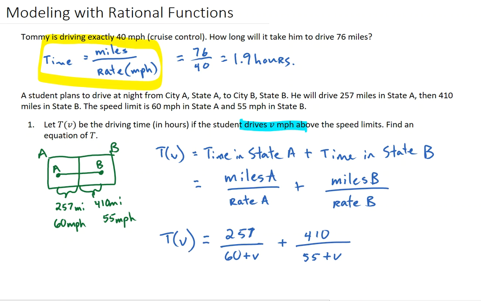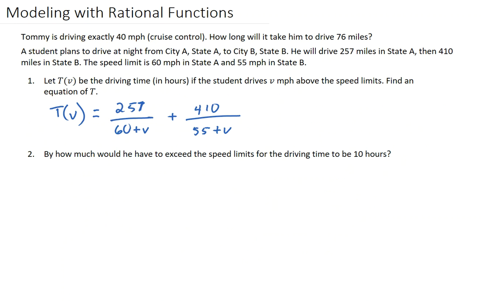Okay, the time it takes is going to be the time it takes in each state, which is given by the miles divided by the rate in each state. Okay, so I cleared all that out except the equation that we came up with for our next question. By how much would he have to exceed the speed limit for the driving time to be 10 hours?